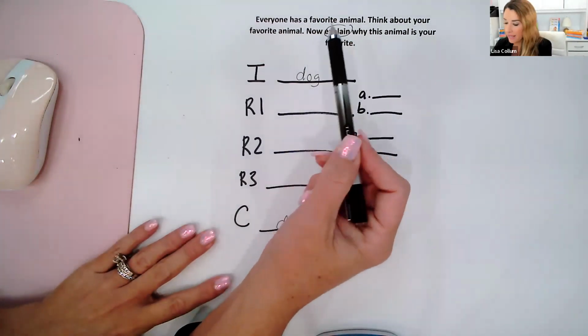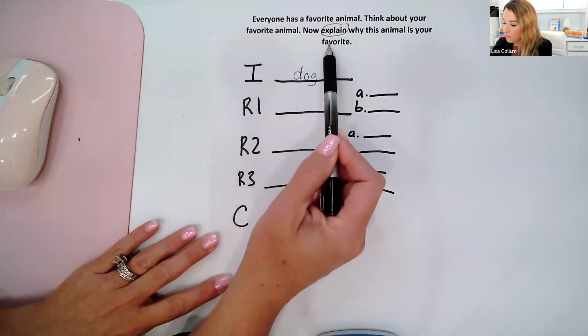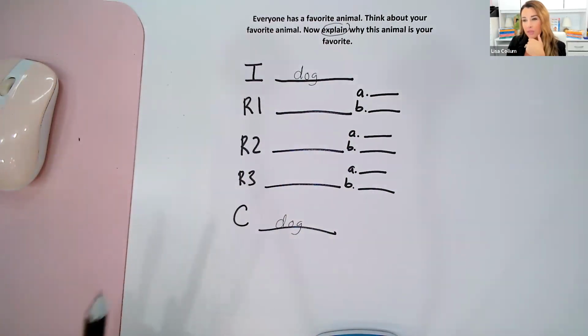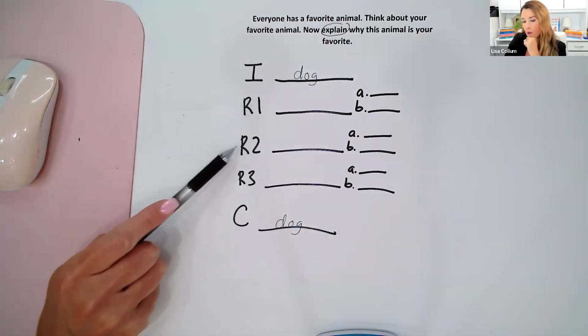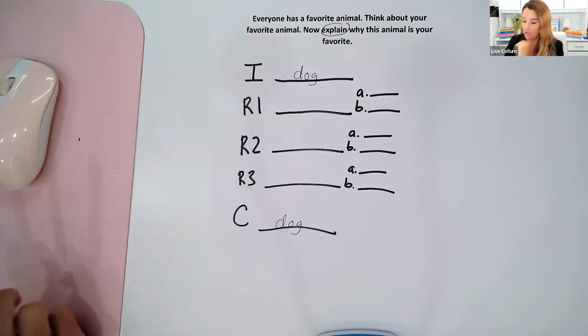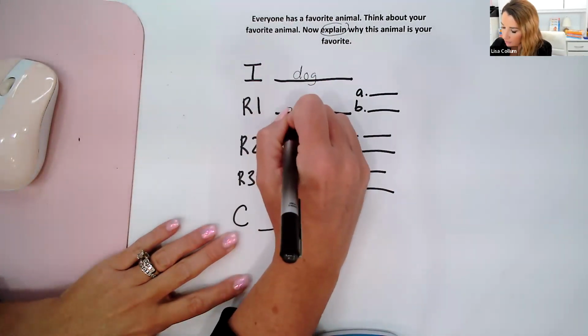The prompt said, everyone has a favorite animal. Think about your favorite animal. Now explain why this animal is your favorite. So I picked dog, but now I have to come up with 3 reasons why a dog's my favorite. So the first reason I love dogs is because they're playful. So reason 1, R1, I'm going to put playful.